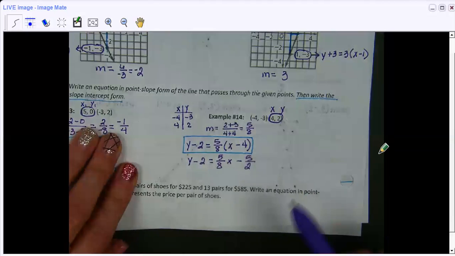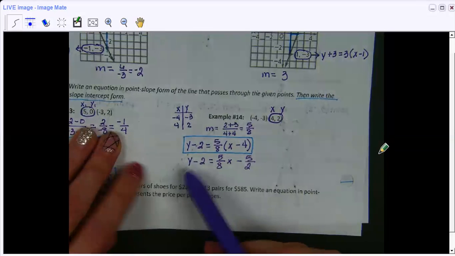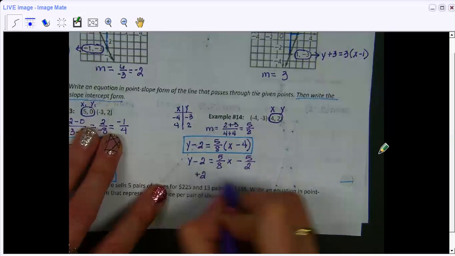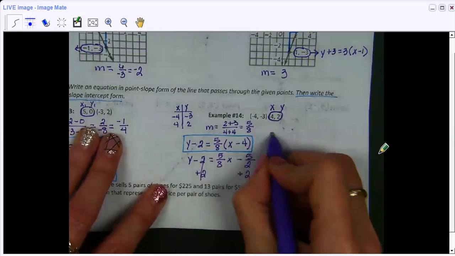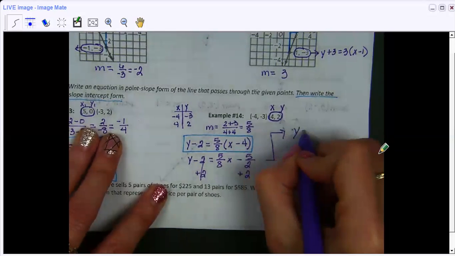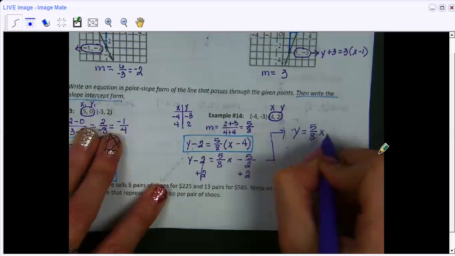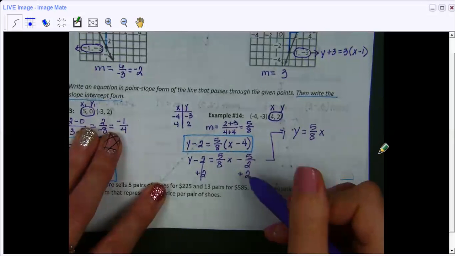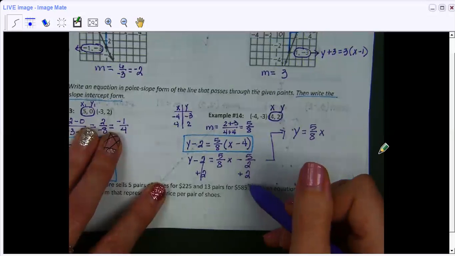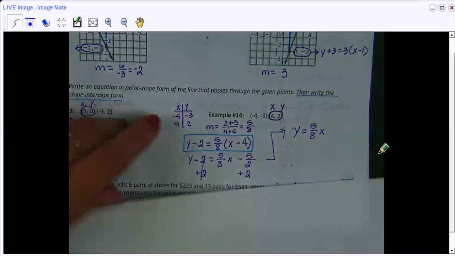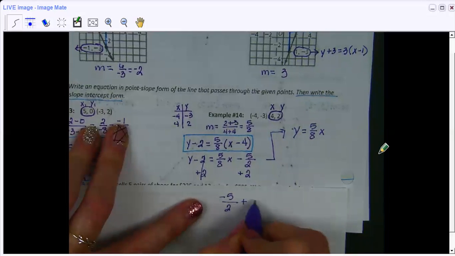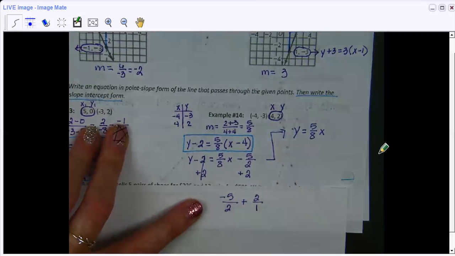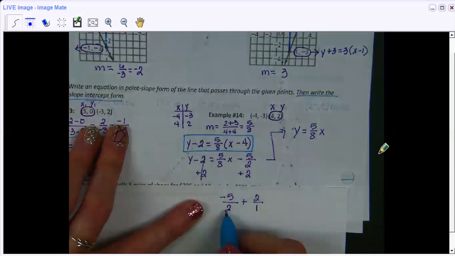Now, we still have to isolate this y, so I'm going to add 2 to both sides. And I get rid of it over here, and then I'm left with y equals 5/8 x, and then something. I have to take negative 5/2 plus 2. So again, this is where adding fractions comes in. I have a negative 5/2 plus 2 over 1. I'm going to put my 1 under there right now. And I need common denominators. So I'm going to use 2.